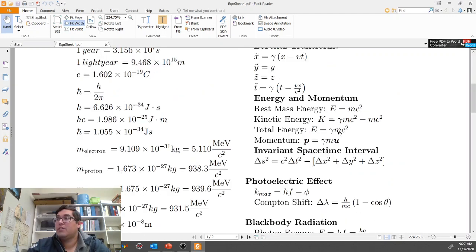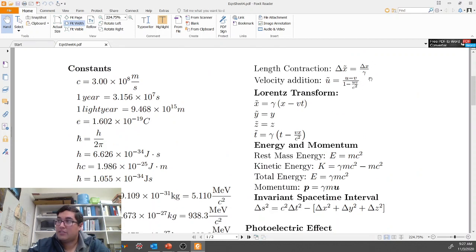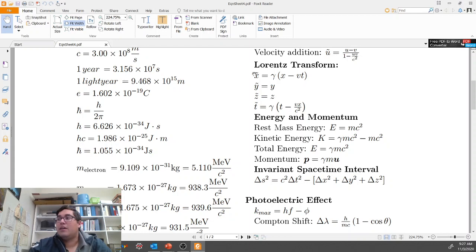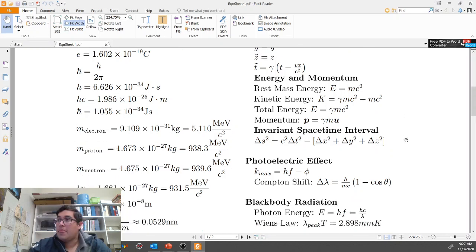We have time dilation. Then over here on the top, our length contraction term, and velocity. So if you have something that's not at rest and you have another object moving past it, you can see what the total velocity would be in a frame of reference that is at rest. Lorentz transformations, this is going from the rest frame to a moving frame. And then down here we have our energy and momentum terms, along with an invariant space-time interval, which is a little funky. I'm not sure if we really have to worry about it.